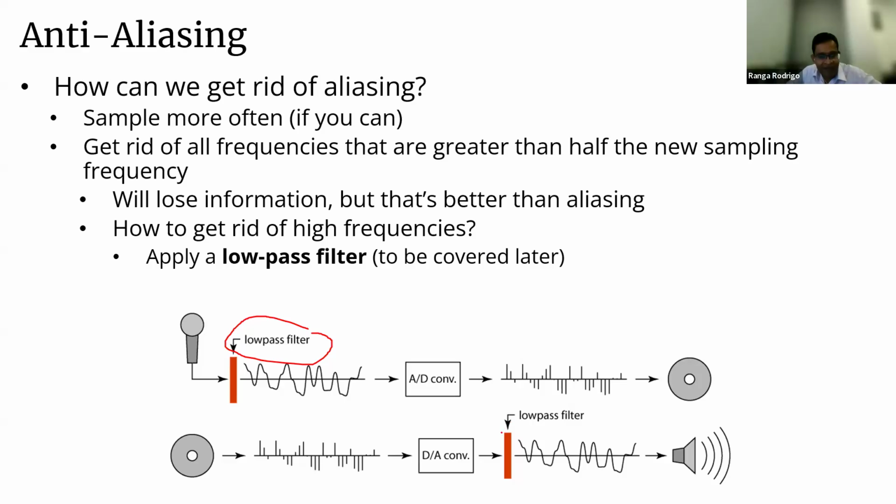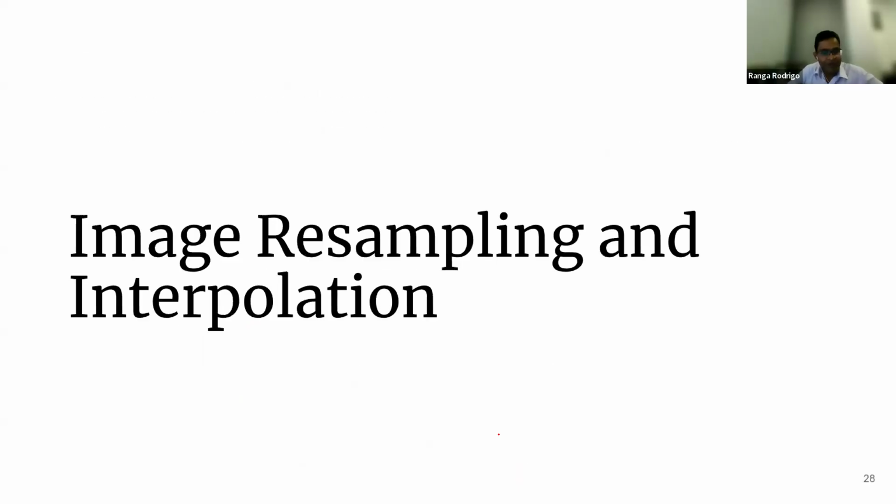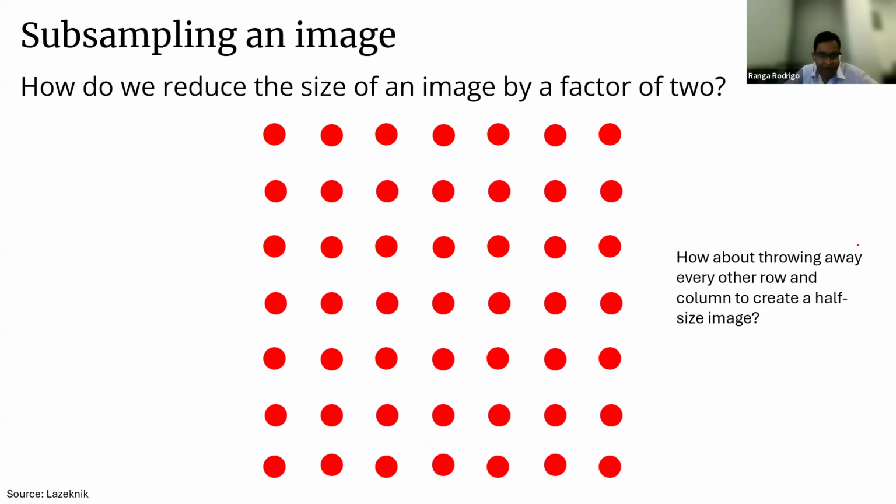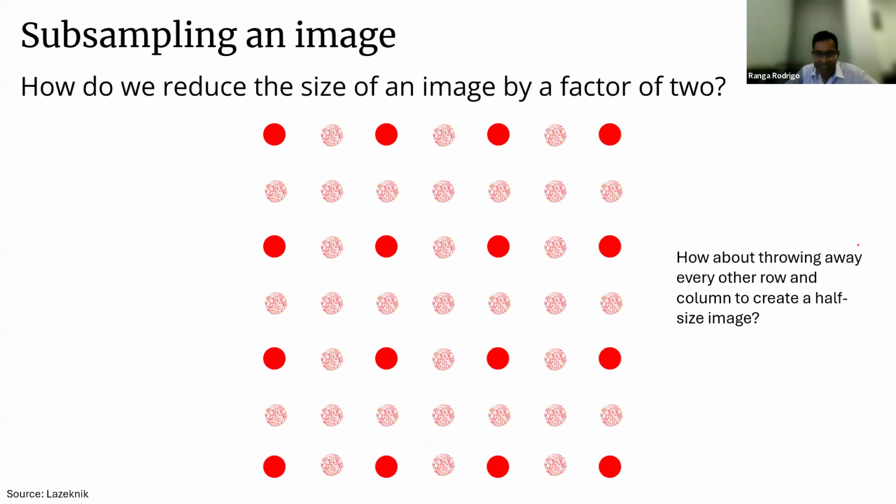Yeah, I hope these things are general things that you know. So resampling and interpolation in the image domain. Okay, now let's see this subsampling in an image. So what we want to do is assume that these are pixel locations. We want to subsample. How do we reduce the size of an image by a factor of 2?